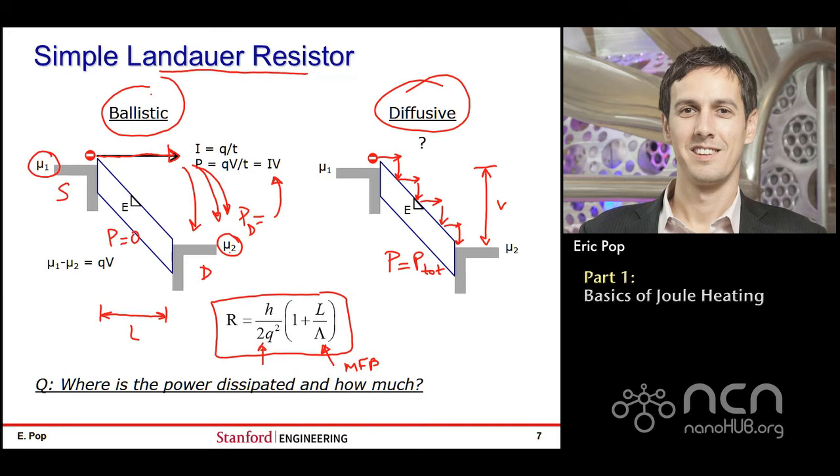I should also label the mean free path over here because it's not too difficult. The mean free path in this case, of course, corresponds to the distance between two scattering events over here. Okay.